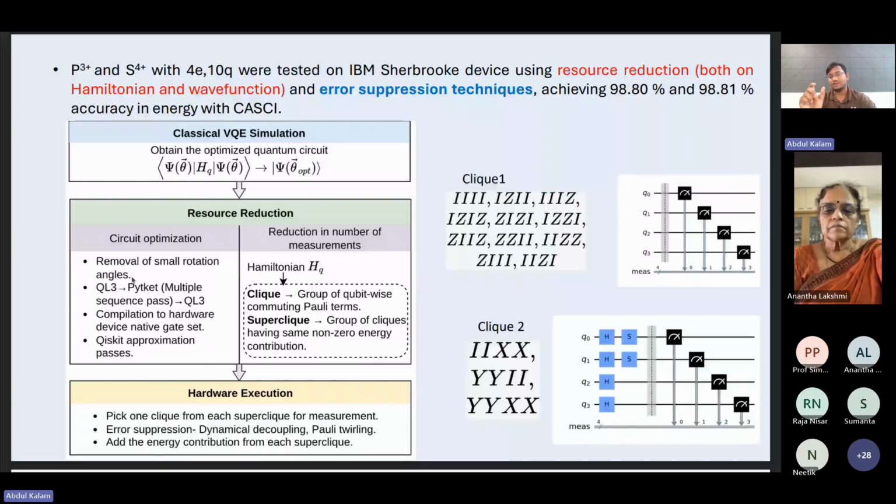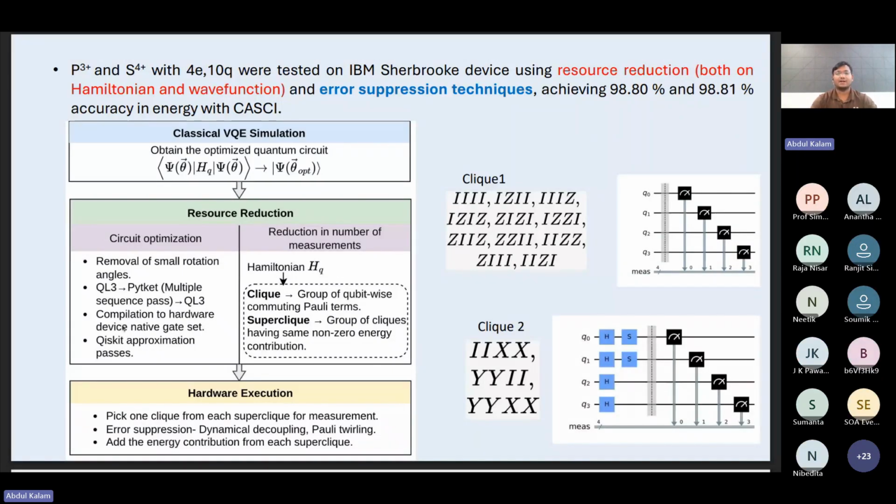We know that in each 1-qubit gate operation, if the angle is very low, we remove them because they will not affect the calculation that much, at the order of 10 to the power minus 3 or 10 to the minus 4. And then we perform Qiskit level 3 optimization, pytket optimization, and so on. And then we convert it into the hardware gate set, whatever hardware that we want to execute on.